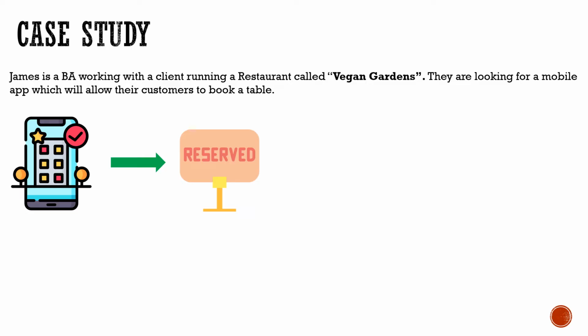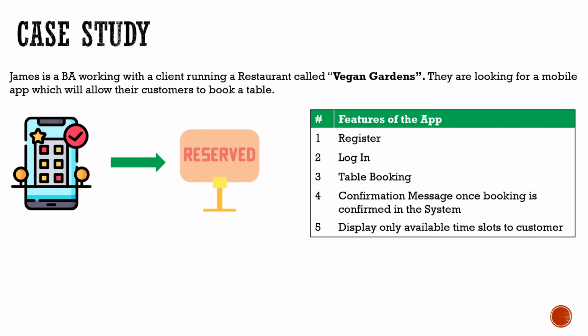Okay, let's look at a case study and build out a sample user story, which will help to understand this concept better. James is a BA who's working with a client called Vegan Gardens. They're a restaurant and they're looking for a mobile app which will allow their customers to book a table. The features they are looking for are registration, login, table booking feature, confirmation message once the booking is confirmed, and also to display only the available time slots to the customer.